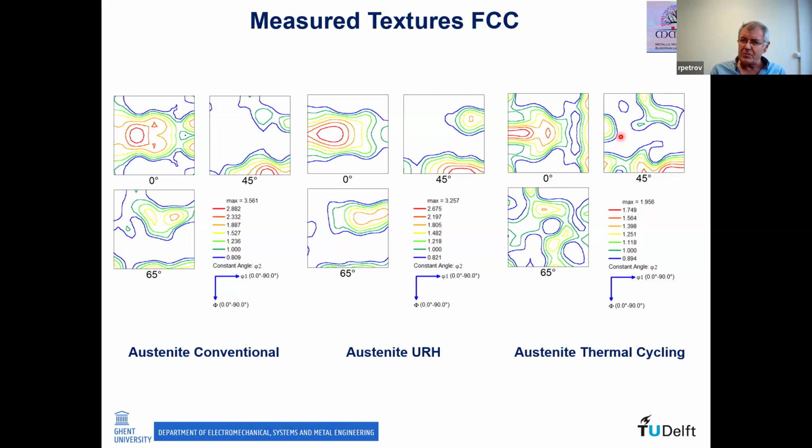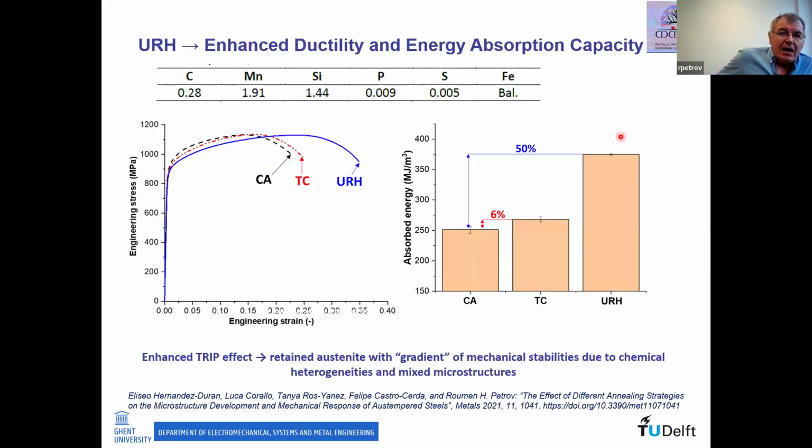What about the properties? What do we gain after those exercises in this deep analysis here? Here you see three representative tensile test curves: conventional annealing in black, thermocycling, and ultra-rapid heating. There's no significant difference in the tensile curves between conventional annealing and thermocycling. And this is, in fact, only caused by the effect of the grain size.